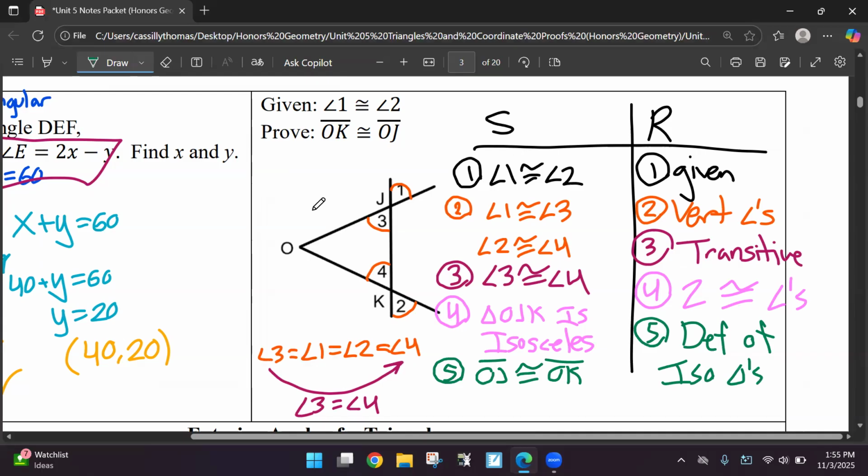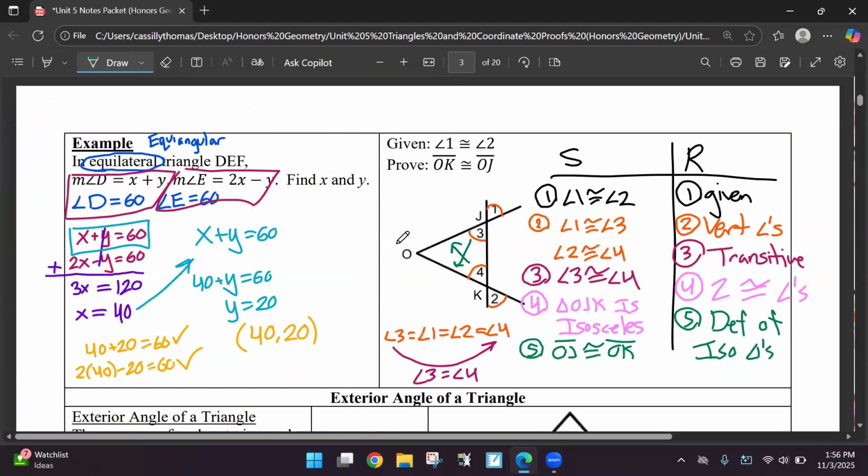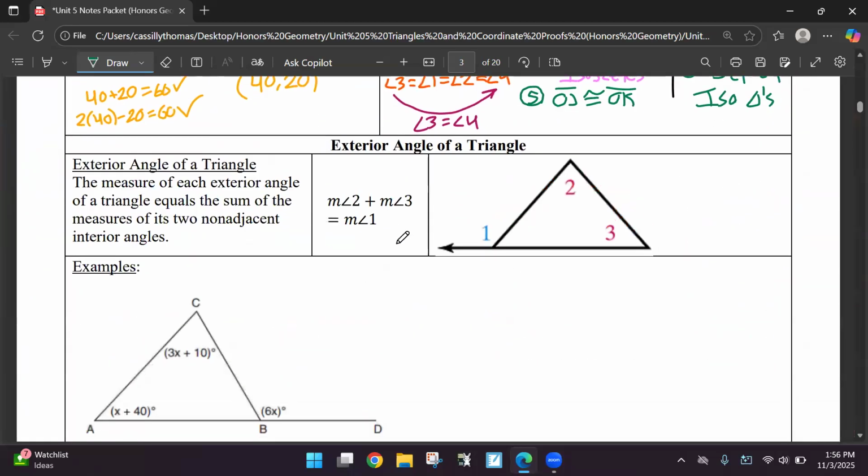And that one's done. Now, if we did want to be a little bit more rigorous, we would probably have to say triangle OJK is isosceles with angle J and K, or angle 3 and angle 4, being the base angles. Since those base angles are congruent, we know that the sides opposite those angles are congruent. So if we were being super strict, you would probably want to do that. But this is probably okay. I'm not that picky.